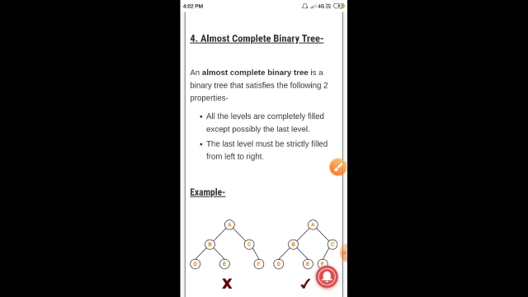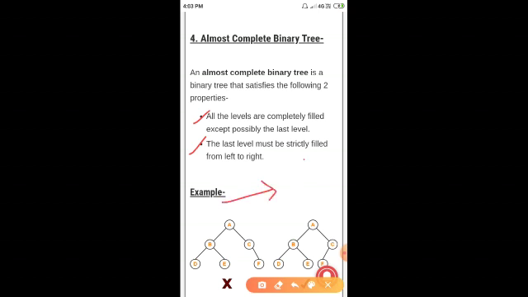Next, almost complete binary tree. When we have to call one binary tree an almost complete binary tree, when it satisfies these conditions. So what are the conditions? All the levels are completely filled except the possible last level. One more condition: the last level must be strictly filled from left to right.